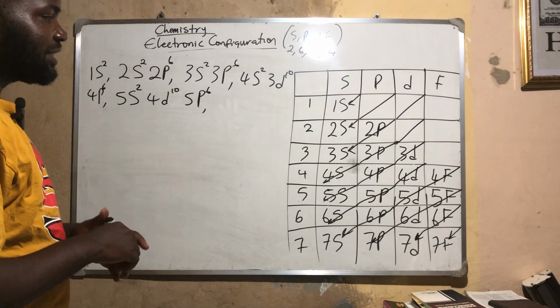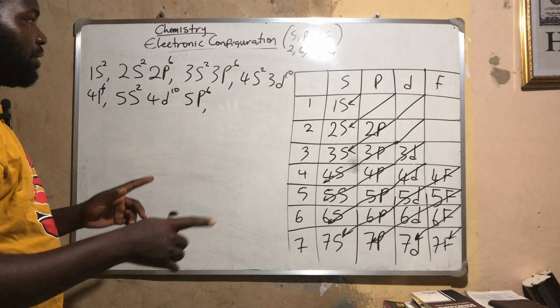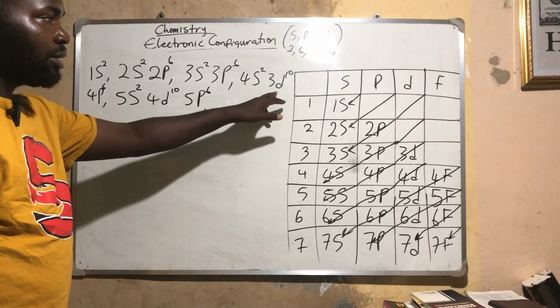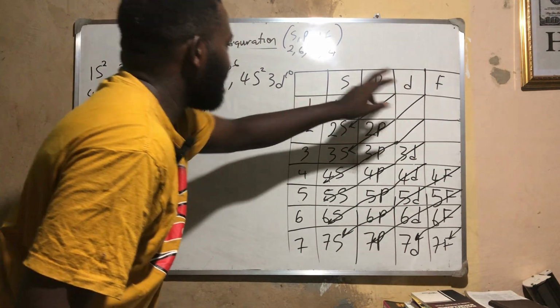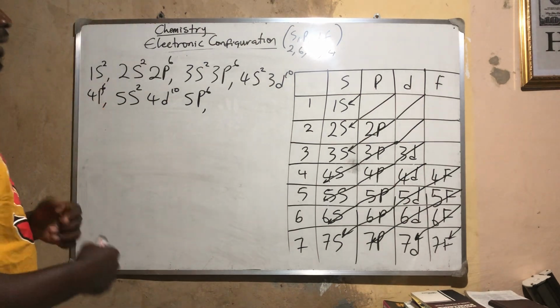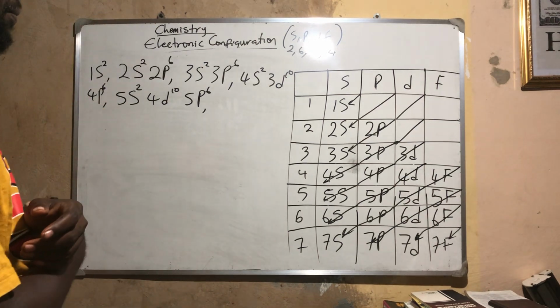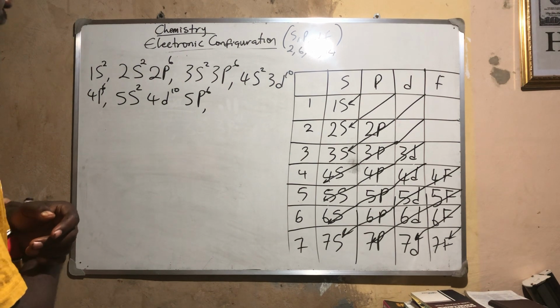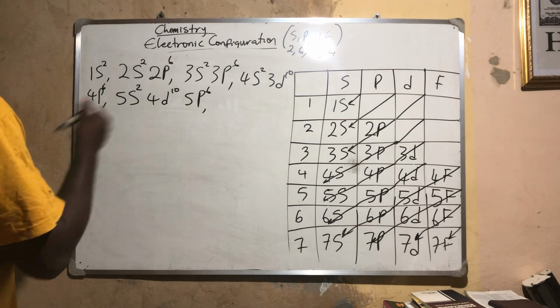And you should know where D and F each came in. D came in after 4s, and F came in after 5s. Please, F came in after 5s. You should note these two things.